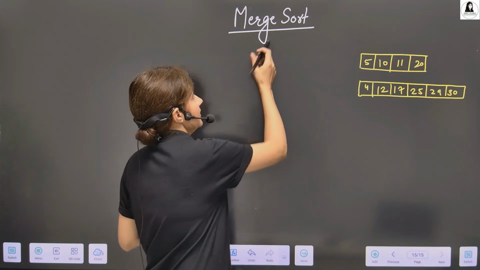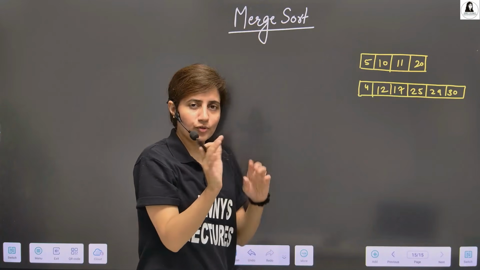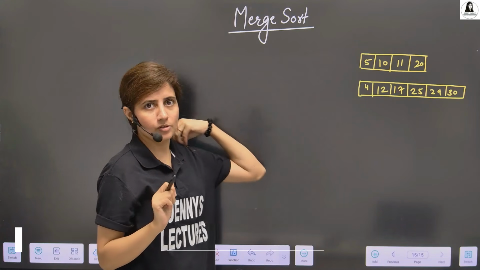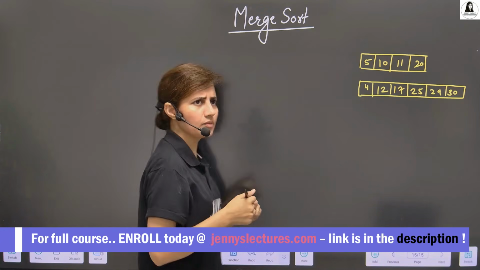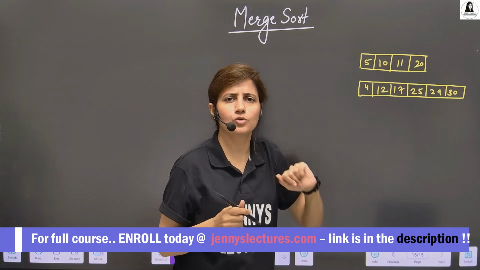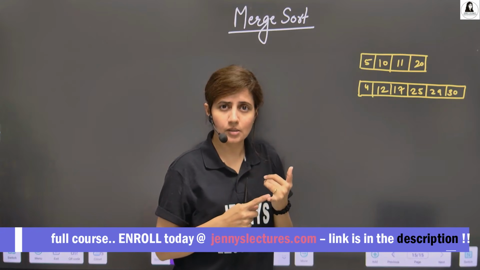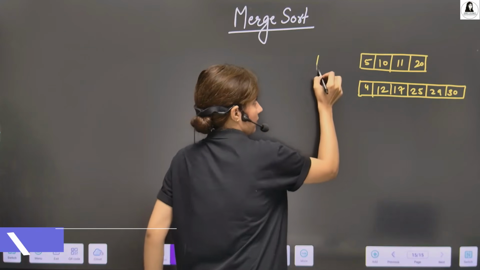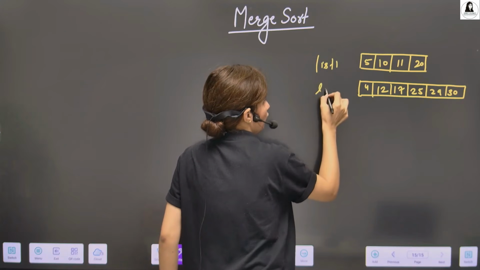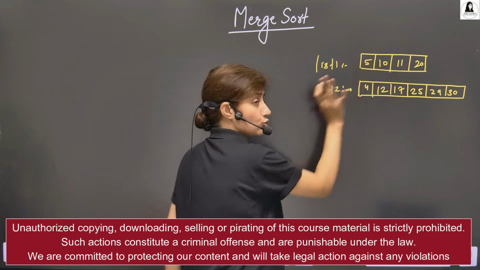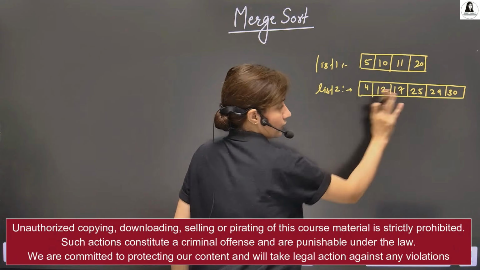Now, we know the name is merge sort, so we are going to merge something in this for sure. Before going to merge sort, I hope you remember we have done a few LeetCode questions, merge two sorted lists, merge k sorted lists. How we merge? I guess you remember. Suppose I have two lists. This is my list one, this is my list two. Sorted lists. This one is sorted, this one is sorted.